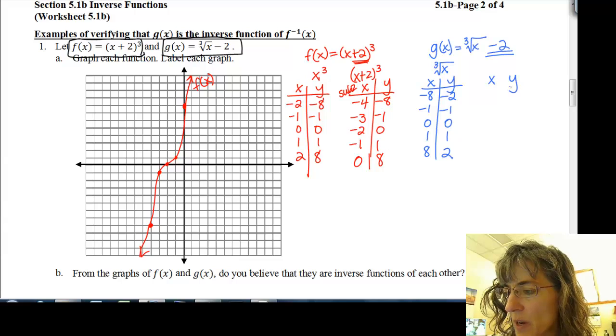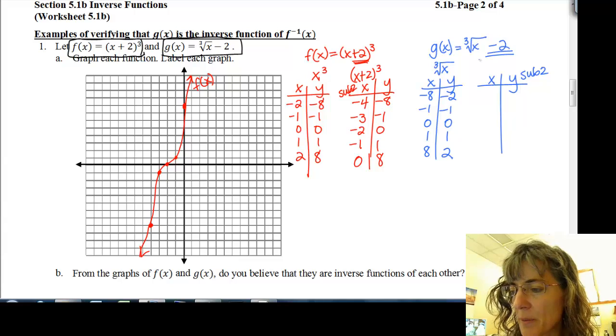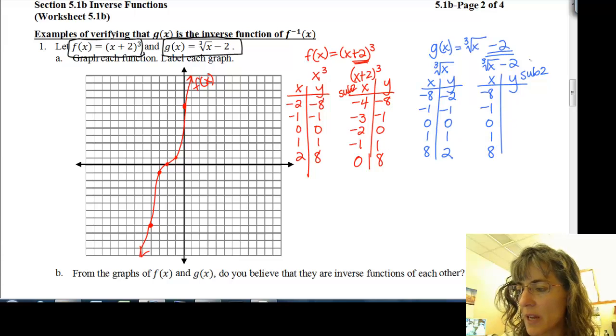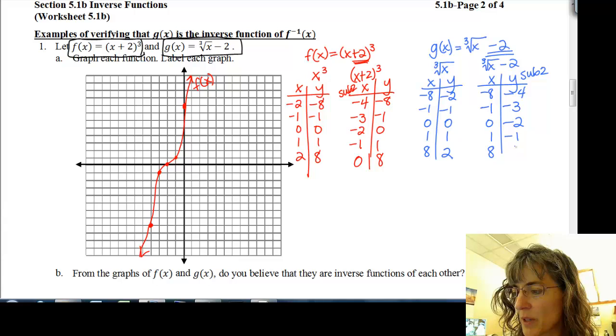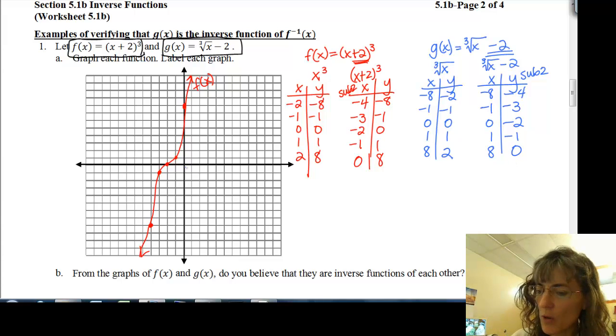So if I do my xy table, I'm going to subtract 2 from it. And that will give me the cube root of x minus 2. So same x's, not changing them, -8, -1, 0, 1, and 8. And I'm subtracting 2 from each of my y's. So -2 minus 2, -4, -1 minus 2, -3, 0 minus 2, -2, 1 minus 2, -1, and 2 minus 2, 0. Okay, go ahead and plot those.